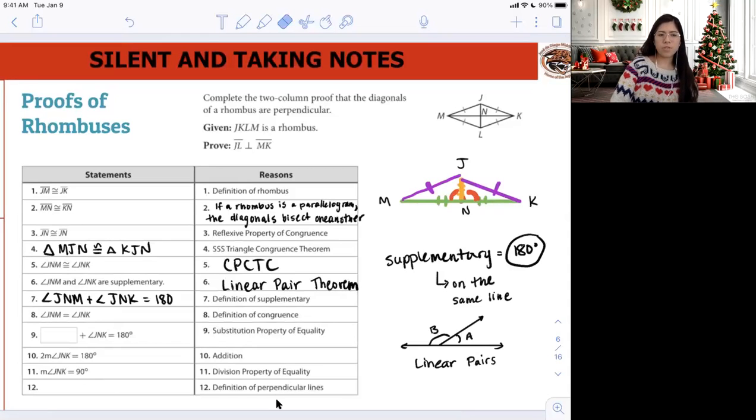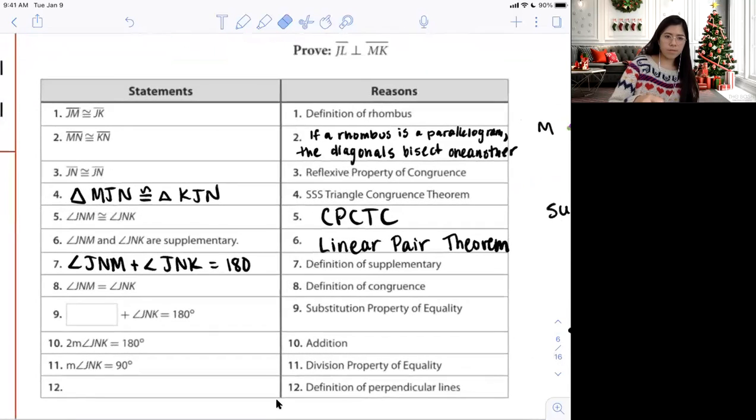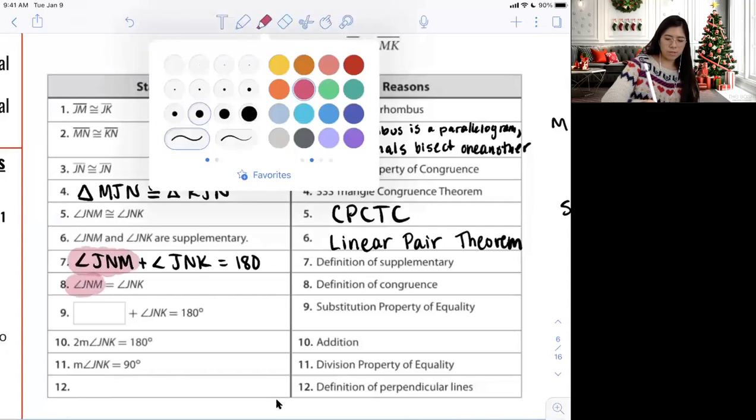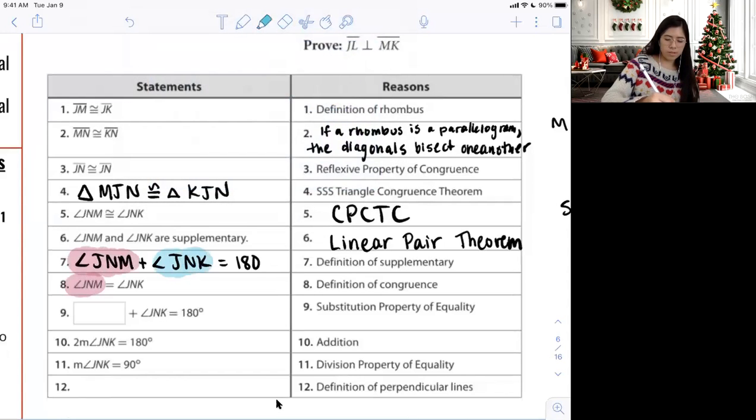Think about what substitution means. I'll zoom in. Let me highlight some stuff. Would it be J and K? Oh wait, there's not two J and Ks. Never mind. But you're correct.